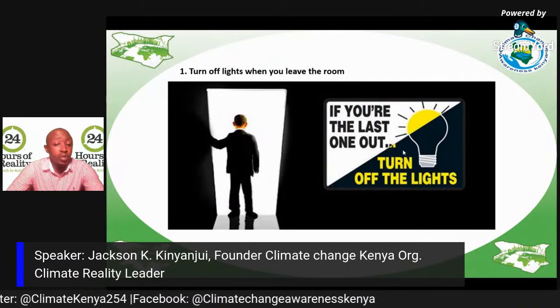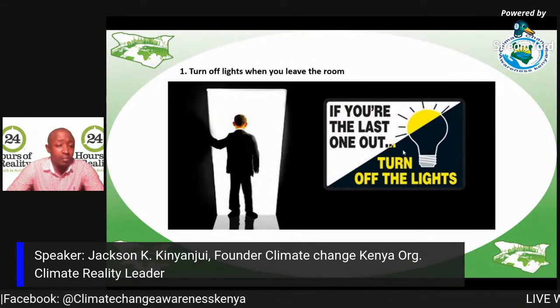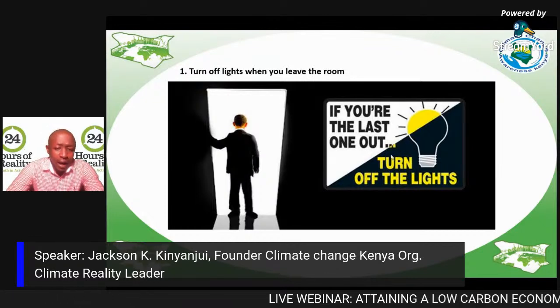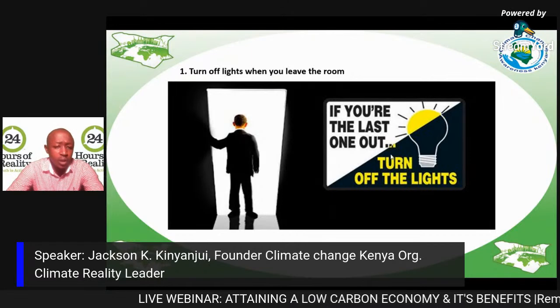One way we can reduce our carbon footprints and carbon emissions is turning off the lights when you leave the room. This is a simple act, but somebody can ask, how can this one help?